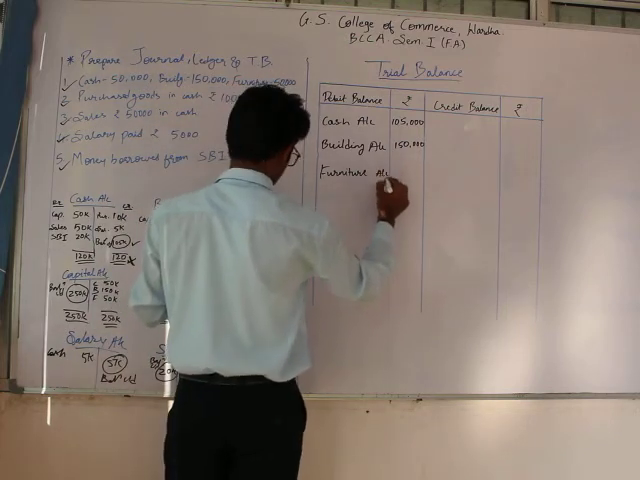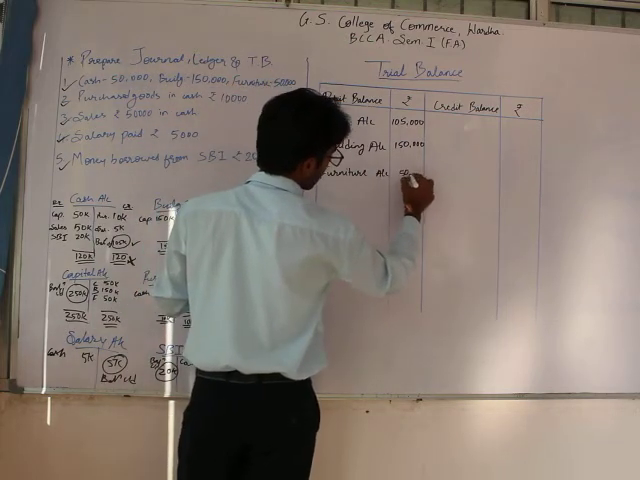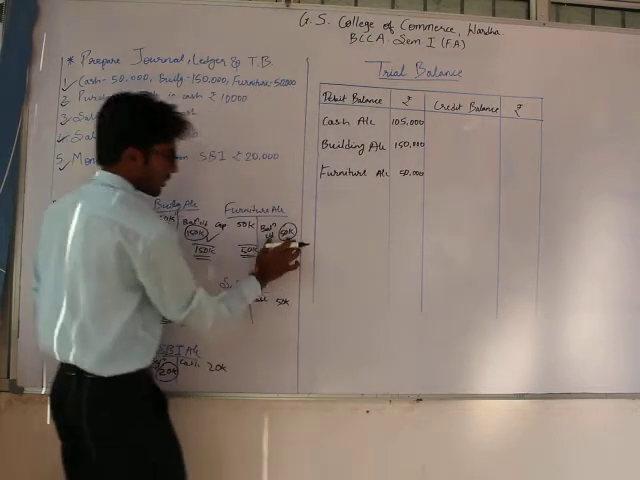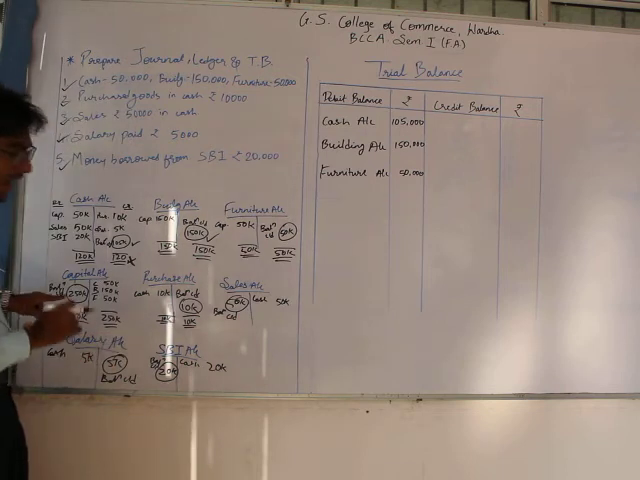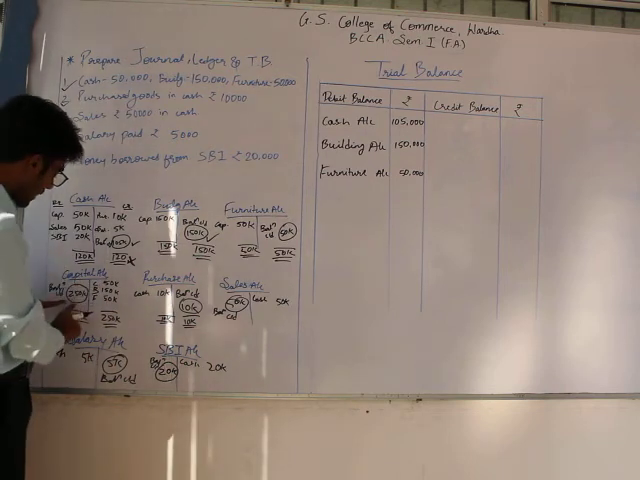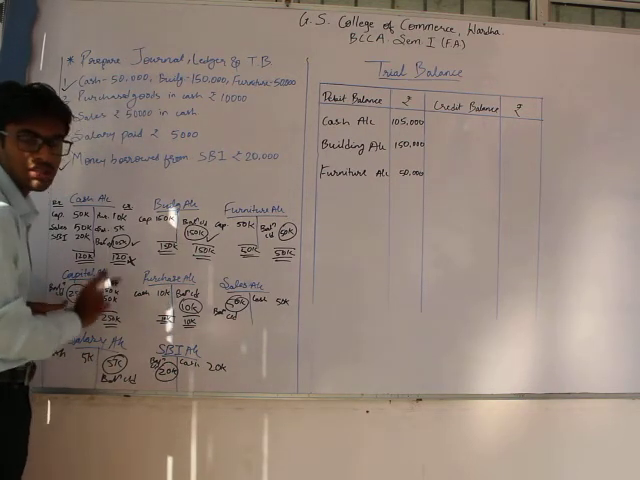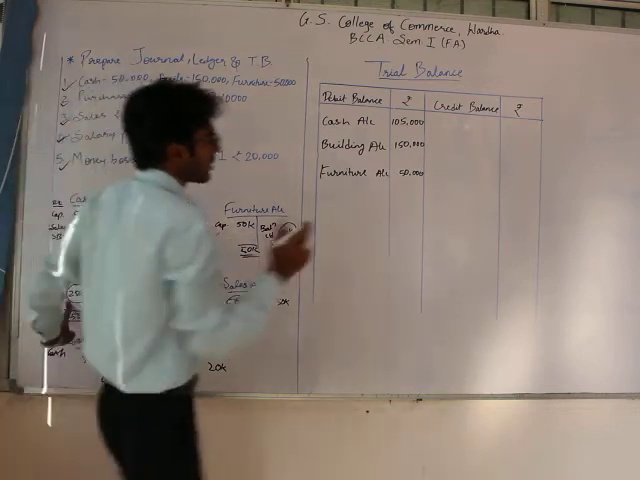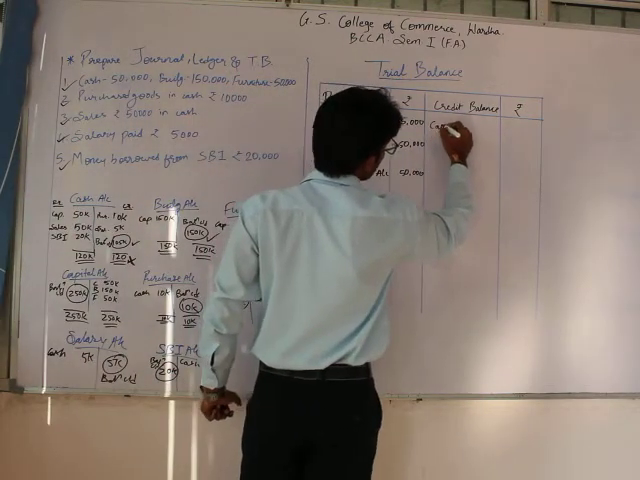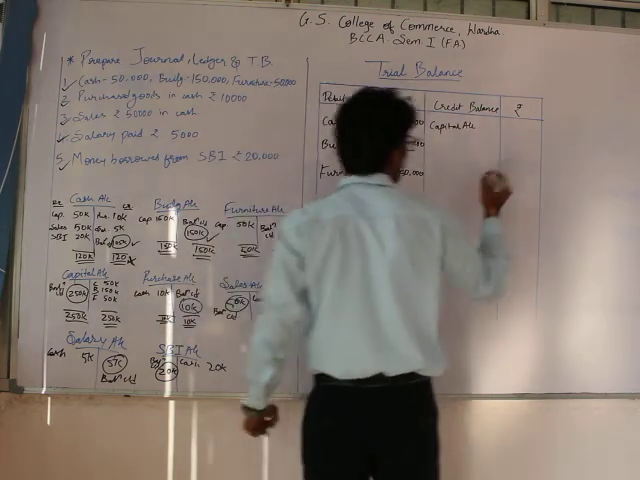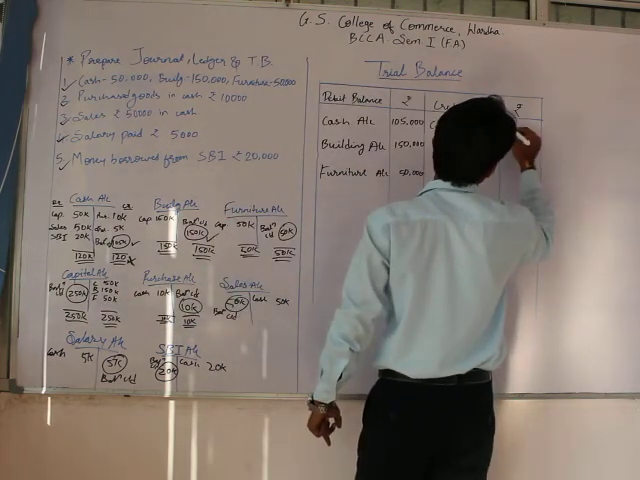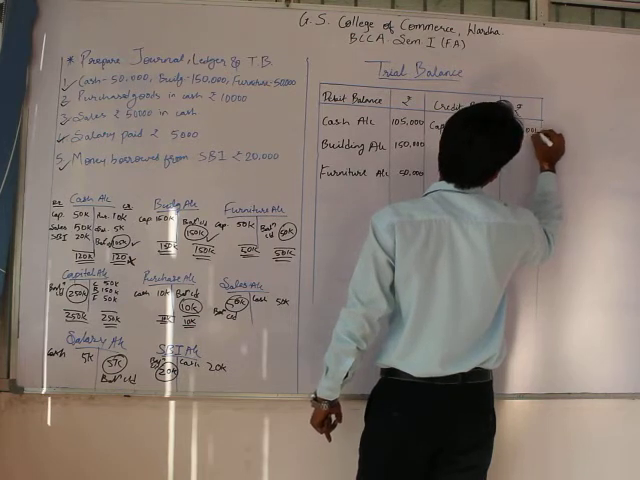Furniture account will be written here like 50,000 because of this figure. Capital 1,20,000, and see, this is written on the debit side. That means this is a credit balance. I am writing here capital account rupees 2,50,000.